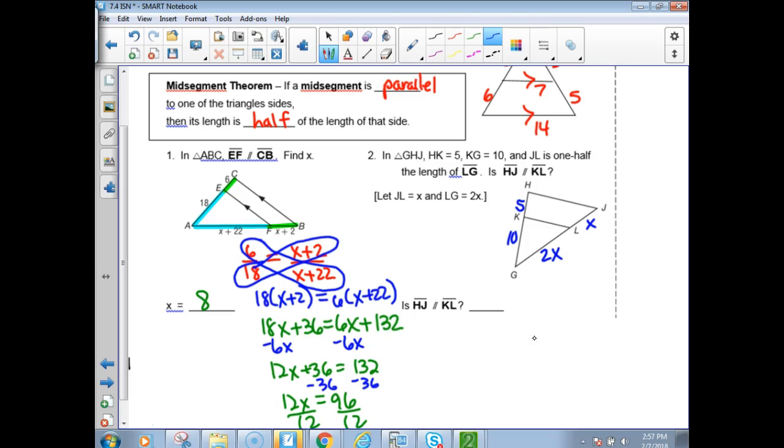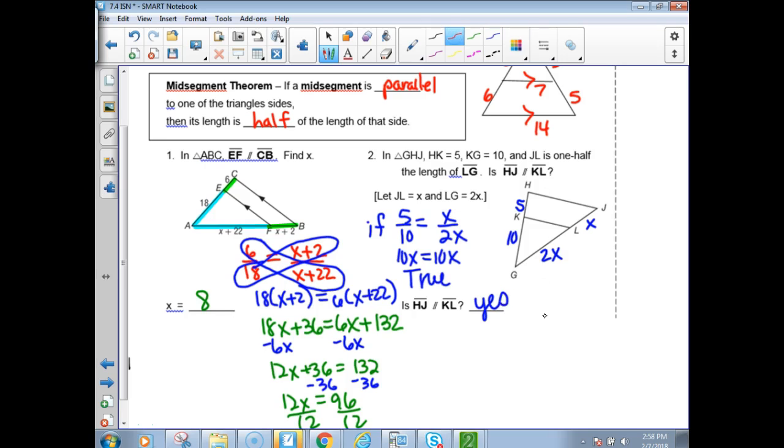All right, now it says, is JH parallel to KL? That's the question. It will be yes if 5 is to 10 as x is to 2x. Well, no matter what I do, if I cross multiply, aren't I going to get 10x equals 10x? That's one way to look at it. And since that's true, then yes, those are parallel.